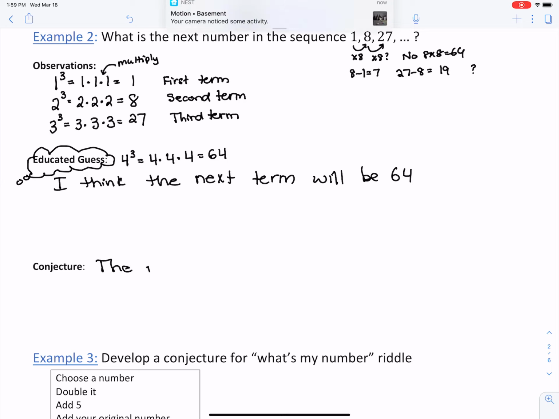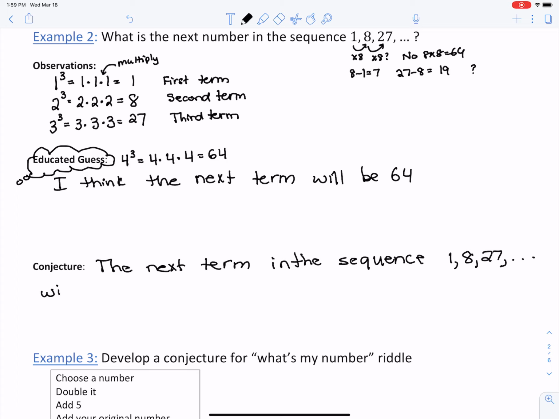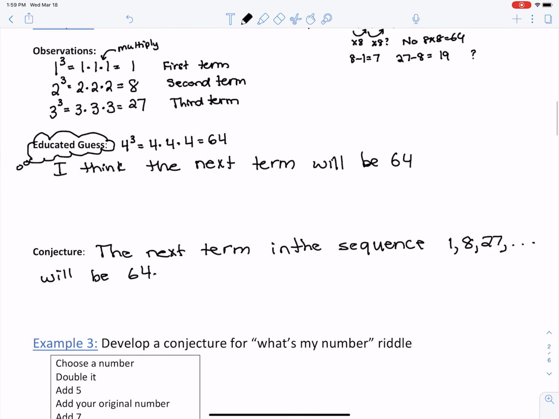The next term in the sequence, and let's write the sequence that we were given, 1, 8, 27, dot, dot, dot, will be 64. That would be a conjecture, just an educated guess on what we think is going to happen.